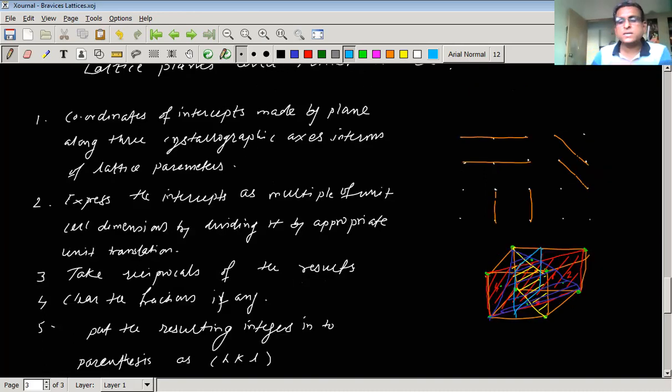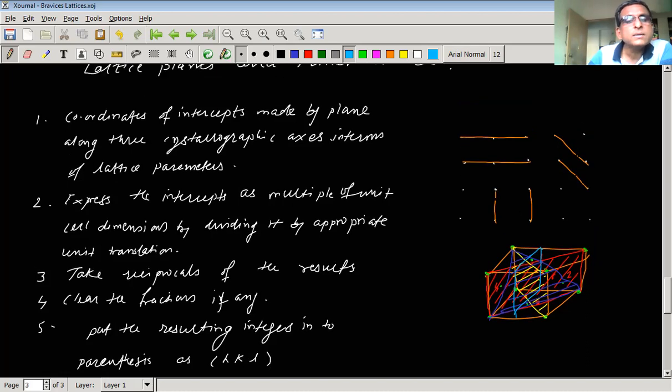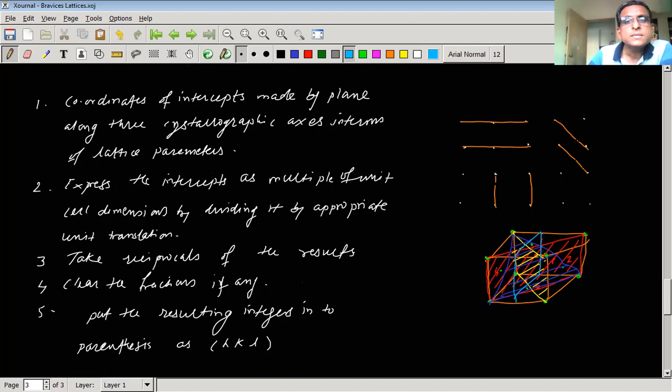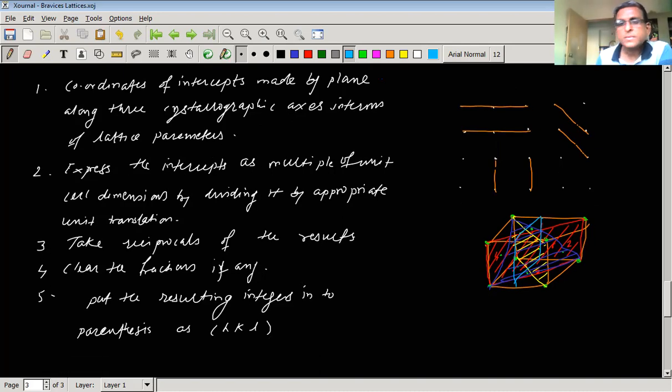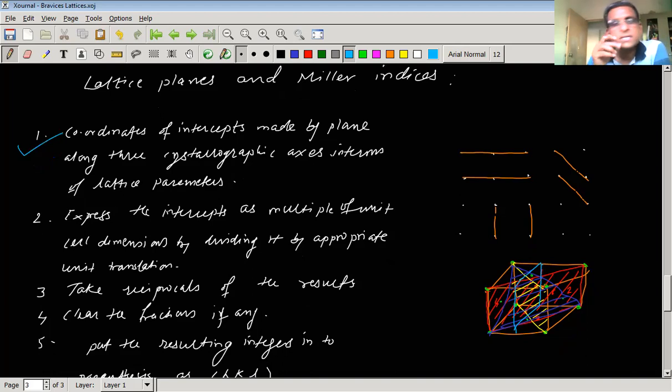So in this video we are going to see how to calculate the Miller indices of the planes. So there is a procedure actually. The first step to calculate the Miller indices is to find the coordinates of the intercepts made by the plane along the three crystallographic axes in terms of lattice parameter. First of all, what we have to do is calculate the coordinates of the intercepts made by the plane along the three crystallographic axes in terms of lattice parameter.